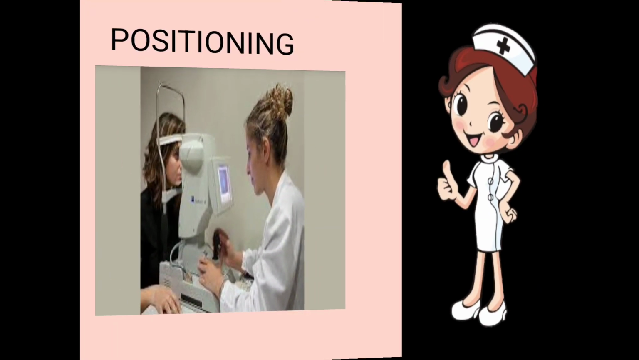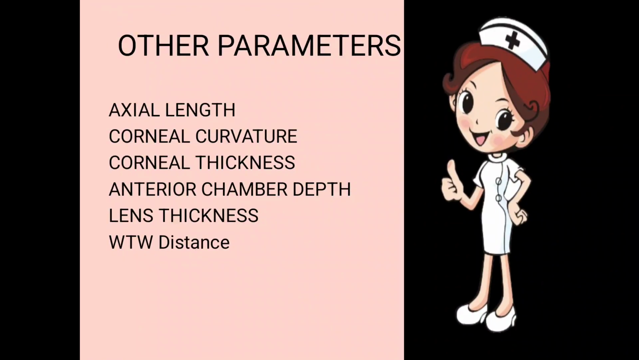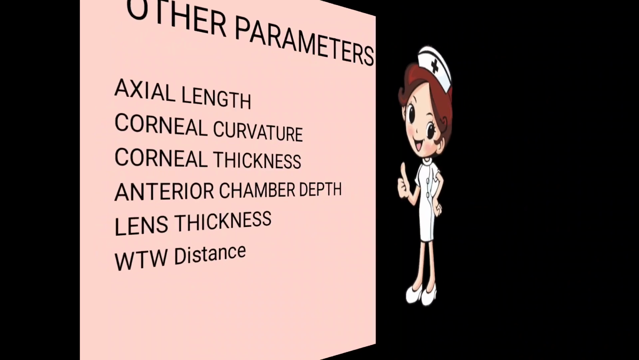Let's move to the other parameters. In the case of the IOL Master, the main benefit is that we calculate the IOL power accurately, and it also gives other parameters: the axial length, corneal curvature, corneal thickness, anterior chamber depth, lens thickness and white-to-white distance. So let's see one by one what these parameters are.